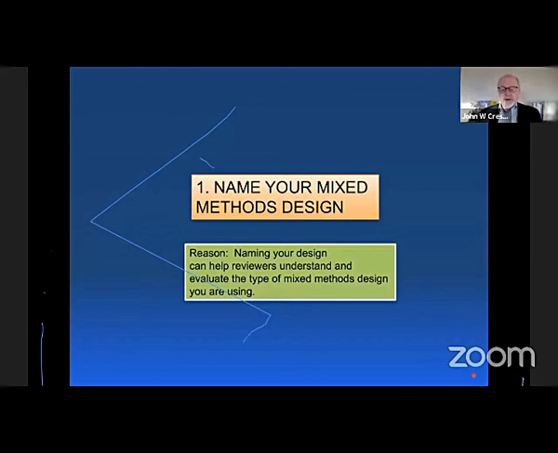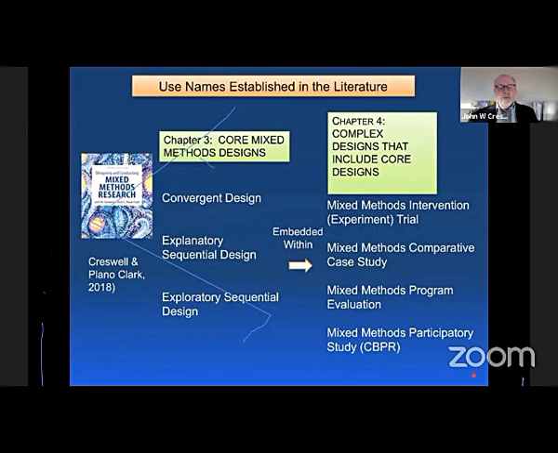Now, you could turn to many of the books on mixed methods research to get the names that are being used today. In my book with Plano Clark, we have chapter 3, and we give the names of three core designs: convergent, explanatory sequential design, and exploratory sequential design. I'm going to explain those in just a minute.